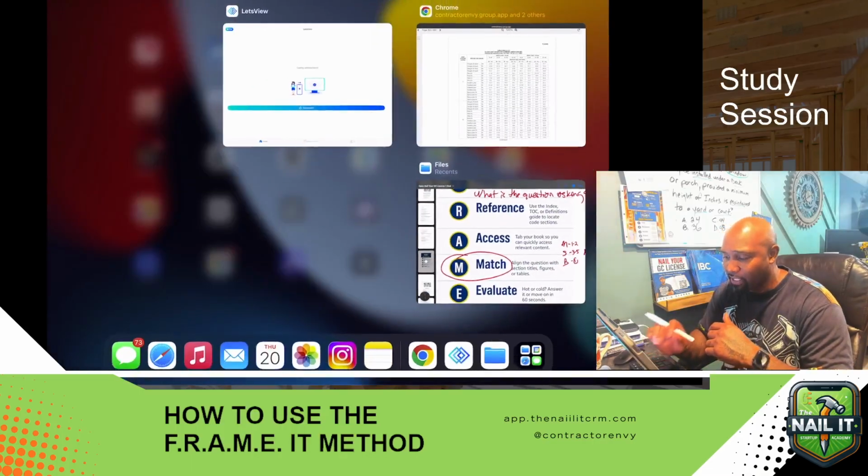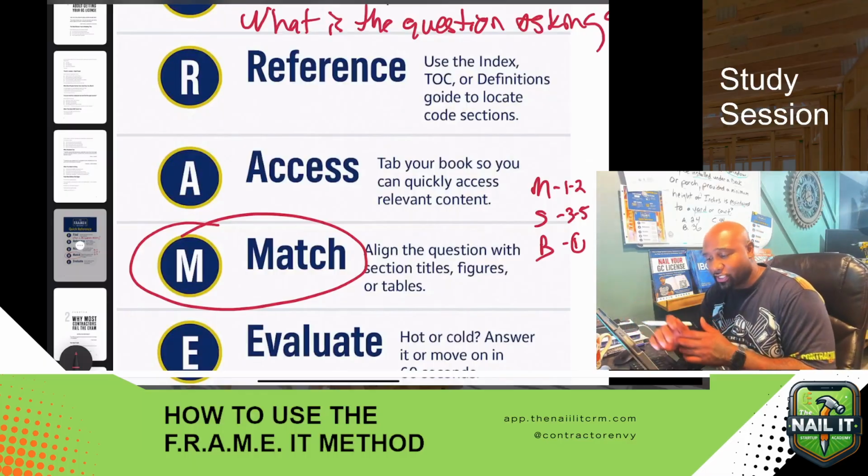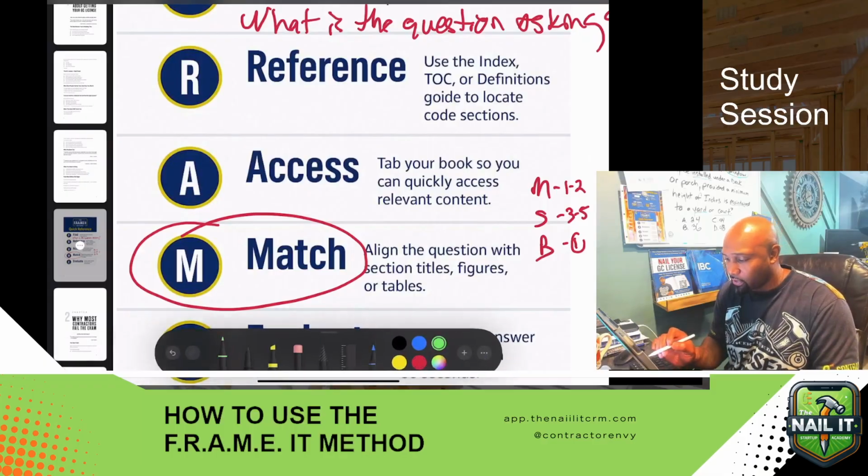Remember, we were talking about our keywords here. We got main, supporting, best search. We're trying to align the questions with section titles, tables, and figures, right? Section titles, tables, and figures. Let me point this out. This is where we're looking. Hold on, let me get my little eraser. Boom, boom, boom, boom. Titles, tables, and figures. Check me out now.